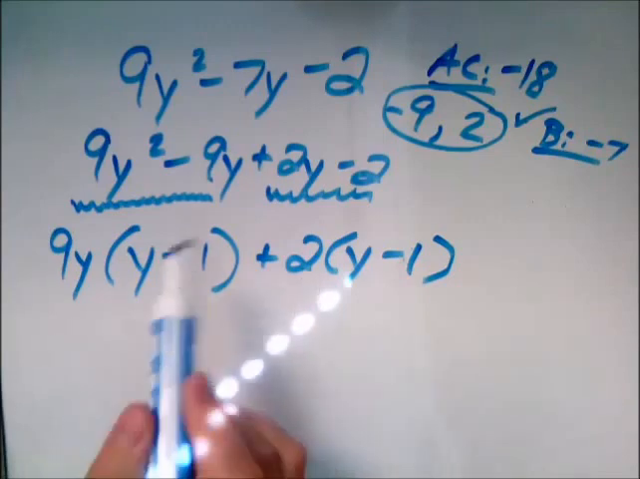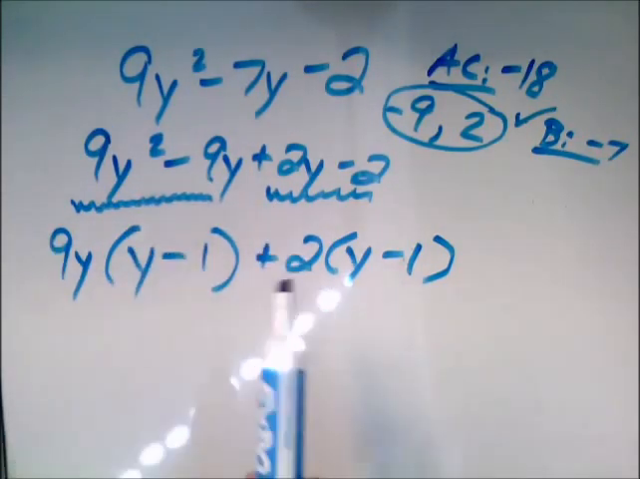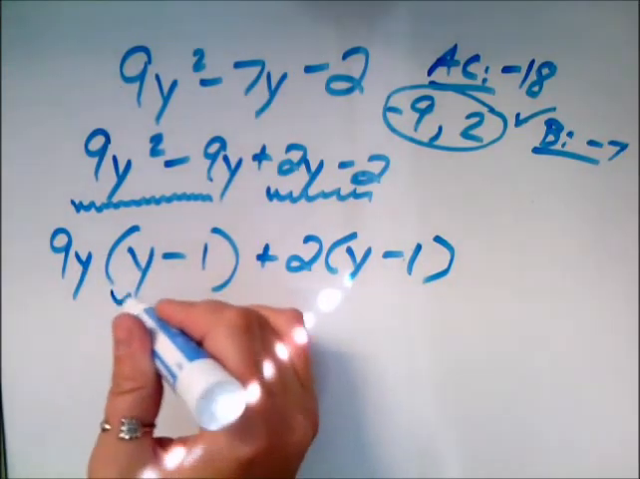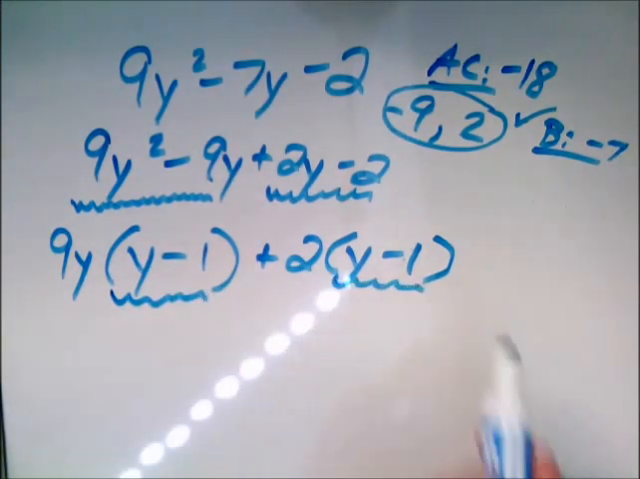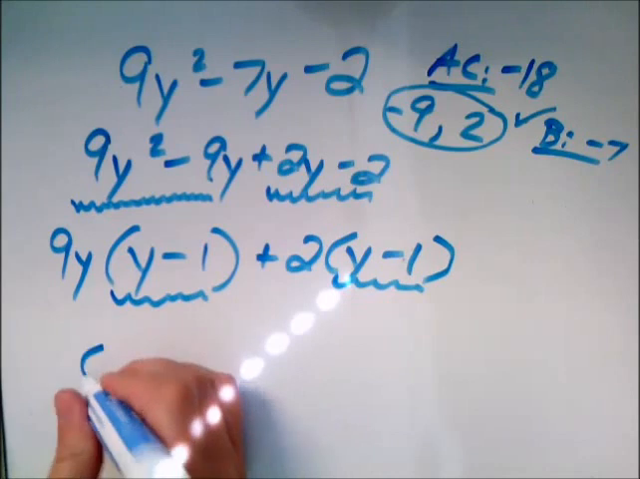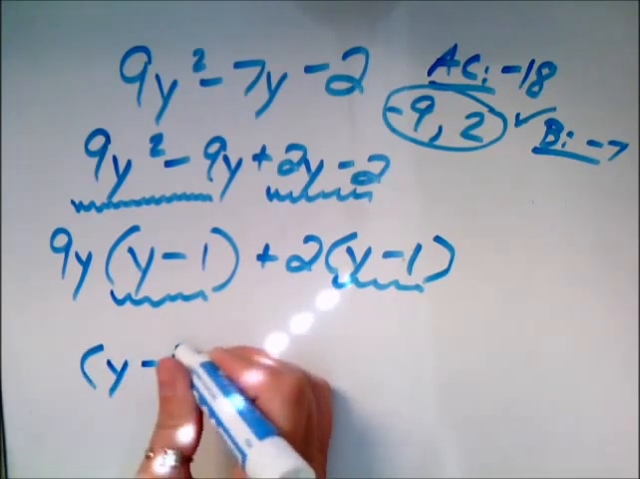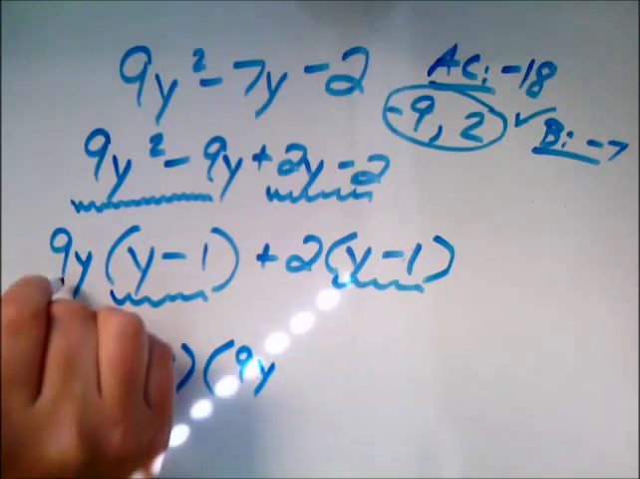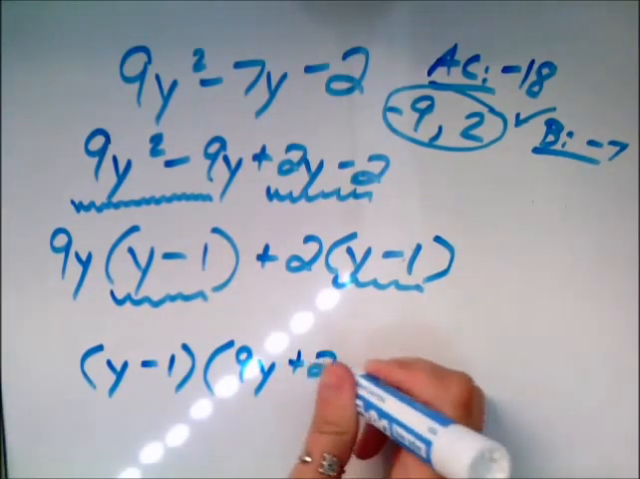So that's why it's a good idea as you're going, factor something out, check it really quick by distributing. Even if it's in your head, picture multiplying it. All right, now I can see this one and this one match. So I know I've done something right because I can see one factor must be y minus 1. And the other factor is what's left, so 9y plus 2.